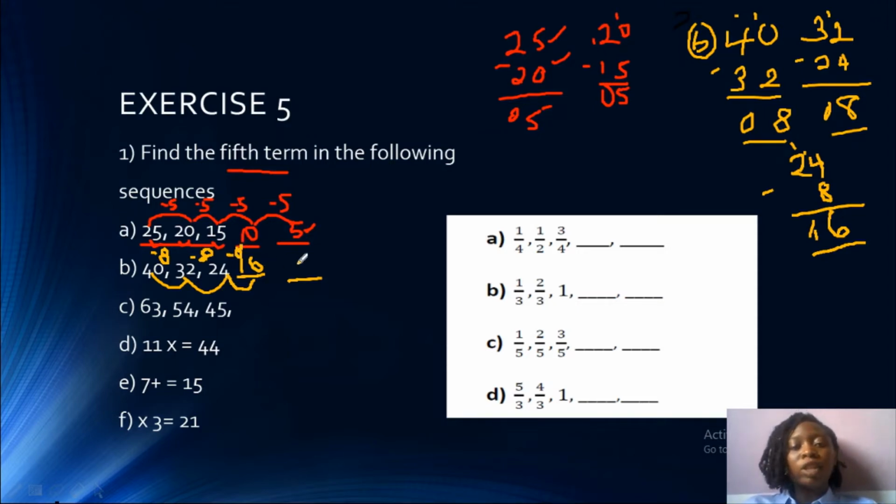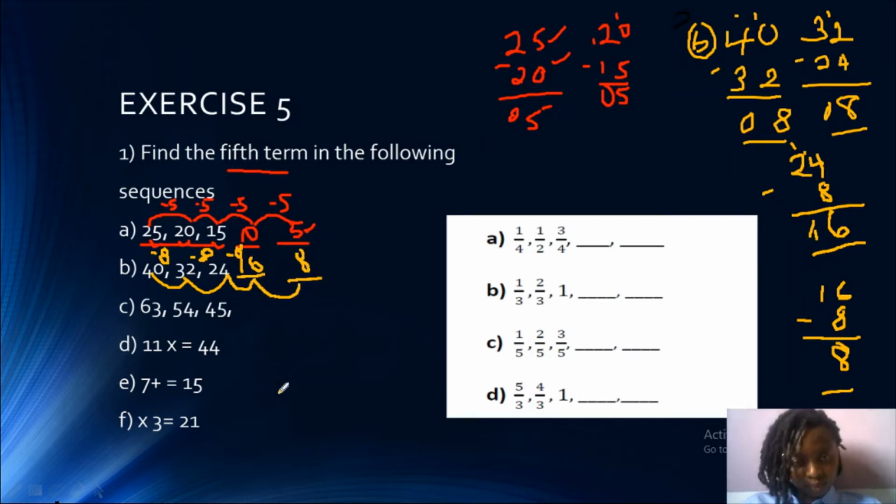Let's do the same for the fifth term. That is 16 minus 8, which is 8. So the fifth term is 8. So 16 minus 8 is 8.